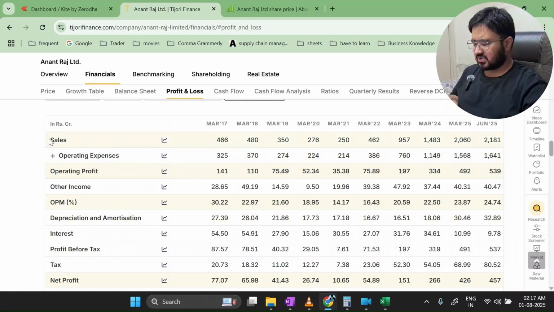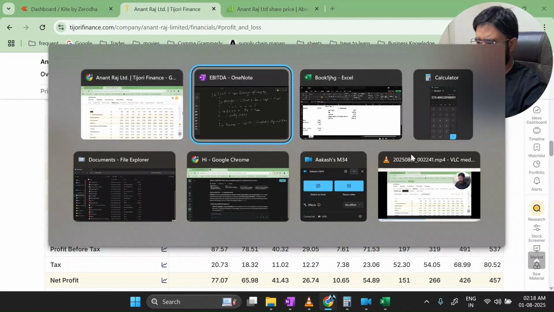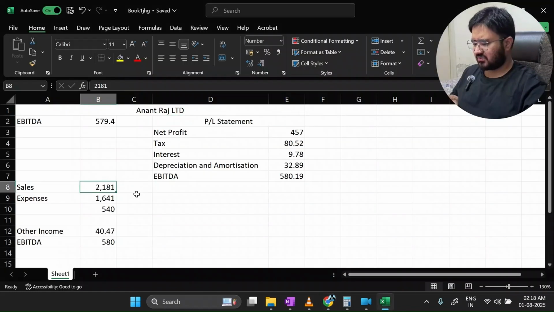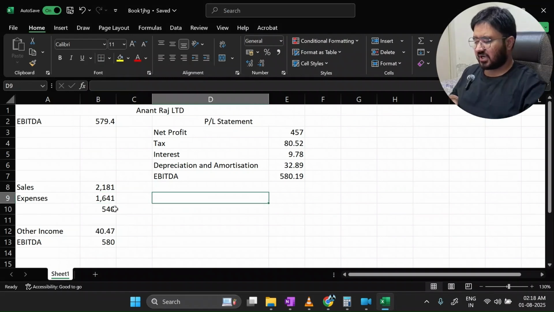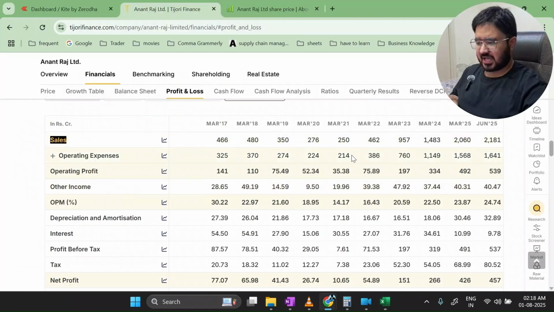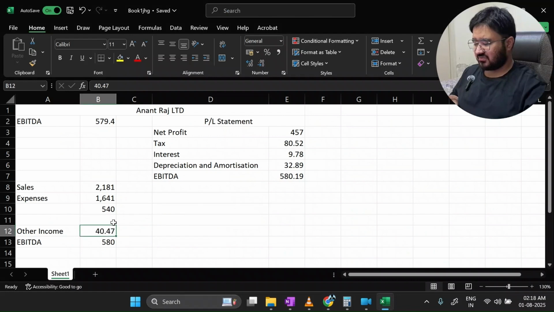Okay, so what is revenue? Revenue is nothing but the sales. 2181 crores minus 1641 crores, which I've done already. It comes out to 540. Okay, so why there is a 40 crores gap is because there is other source of incomes as well, so you have to include it in the sales, which I have added over here. Comes out to be 580, near about exactly matching.